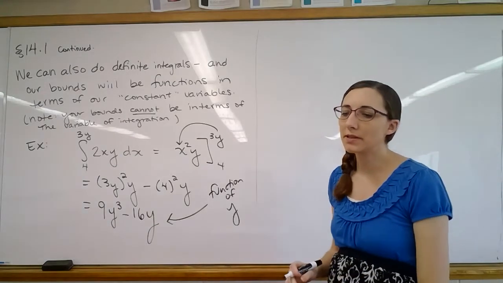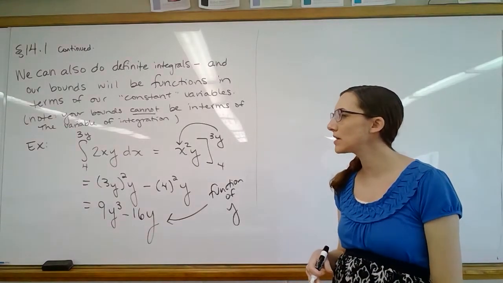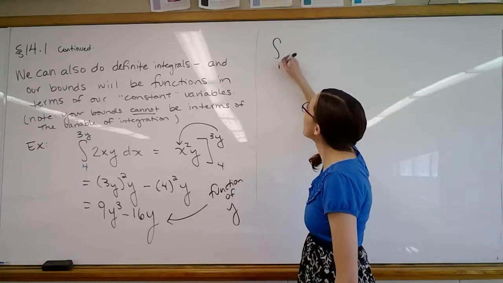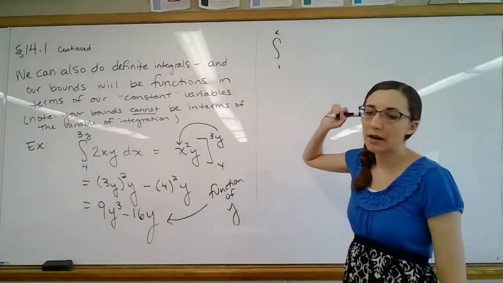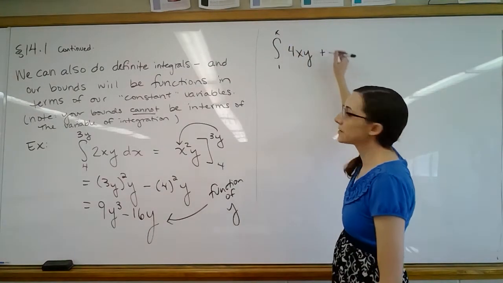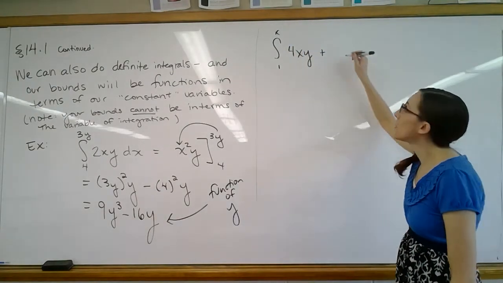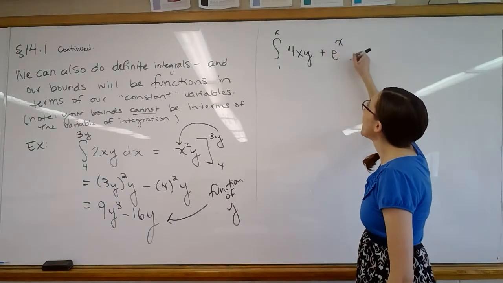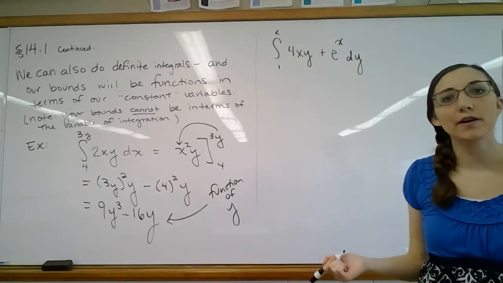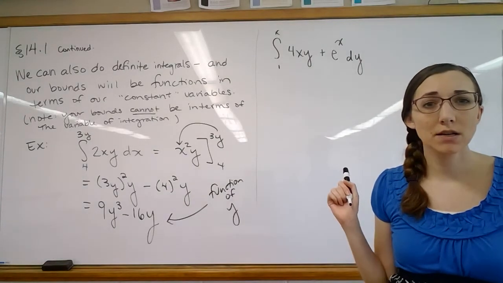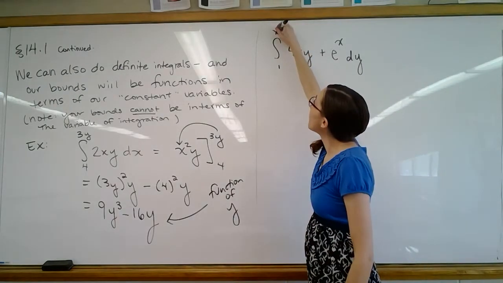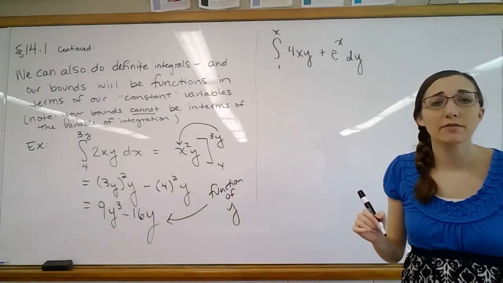Let's try another example. We can work through this one maybe a little more quickly. Let's try the integral from 1 to x of 4xy plus e to the x, and this time we're going to do it dy. So notice now my variable of integration is y. So it's okay that in my bounds I have a function that's in terms of x.